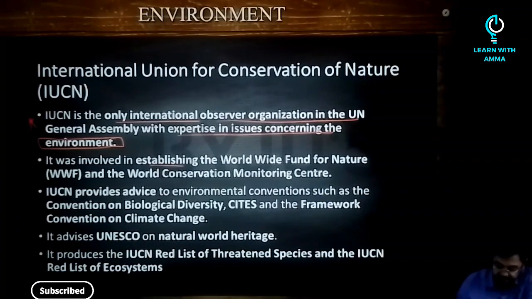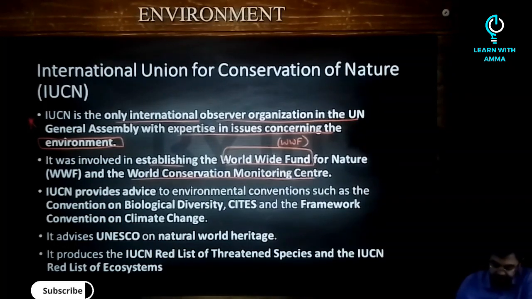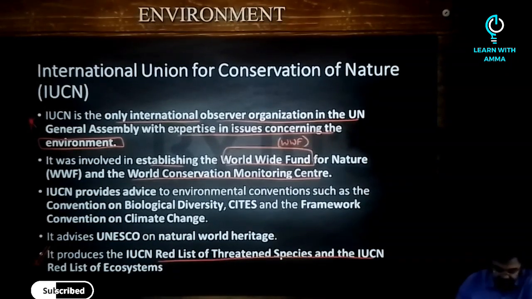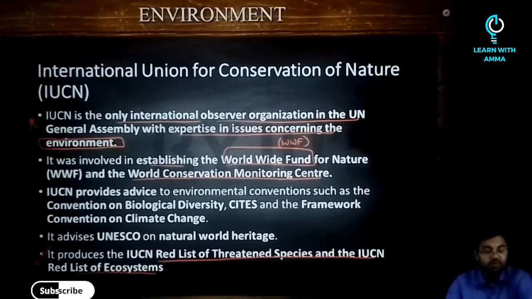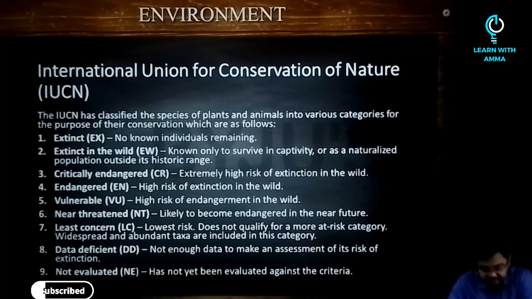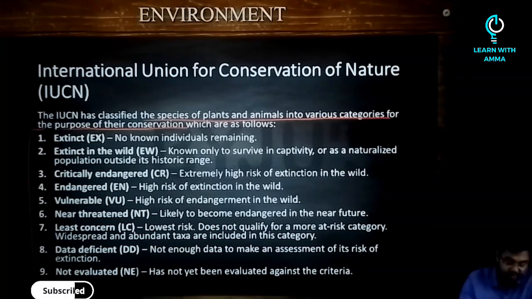It was involved in establishing the Worldwide Fund, commonly known as WWF, for Nature and the World Conservation Monitoring Center. Now, the last point for which this is most famous is that it produces the Red List of Threatened Species and the IUCN Red List of Ecosystems. So what IUCN does is that it classifies the species of plants and animals into various categories for the purpose of their conservation. Now, if you look at this, first there are 9 categories that exist.